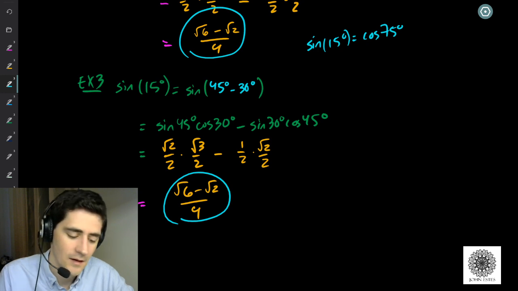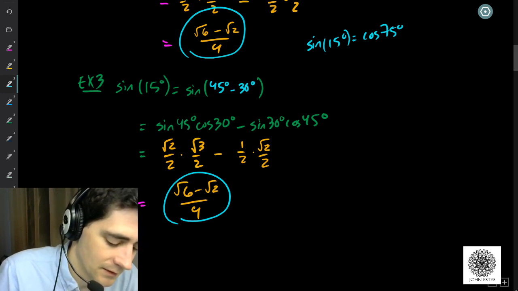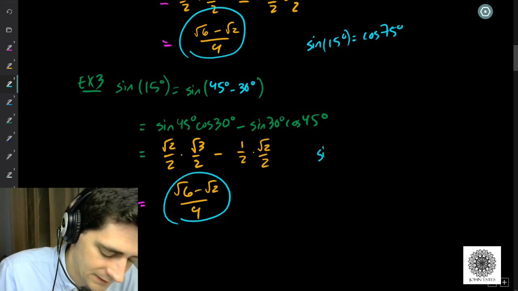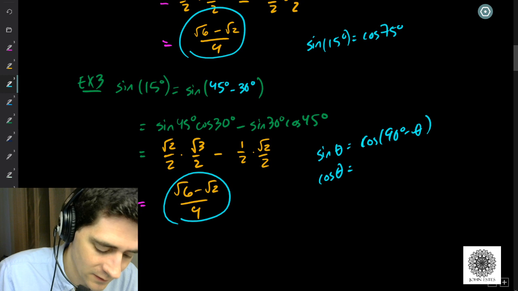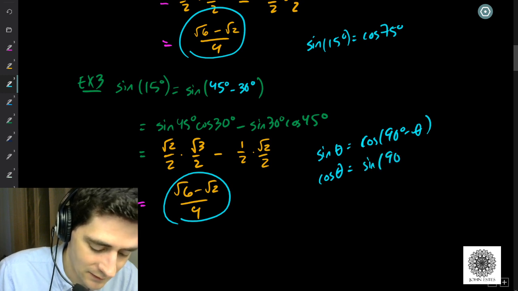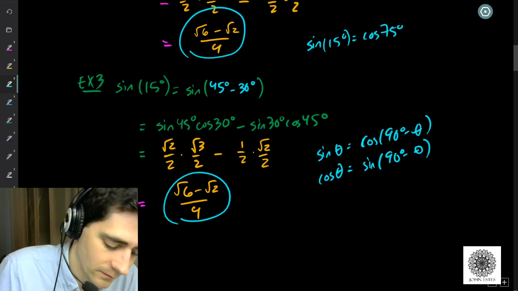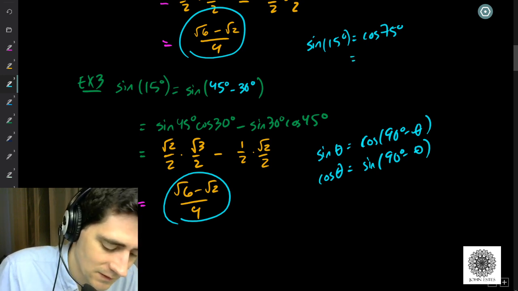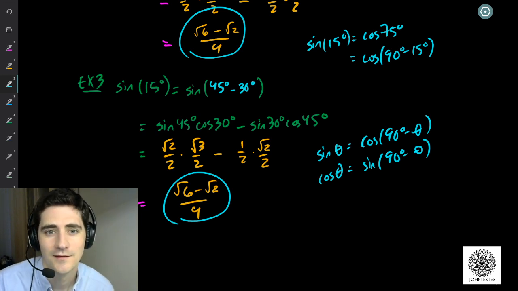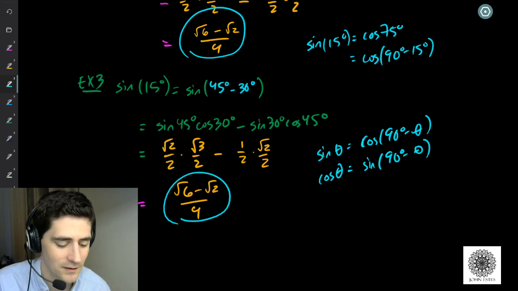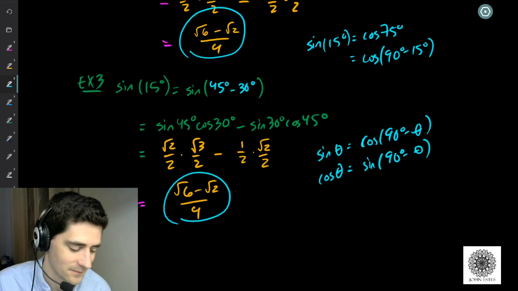How do I know? Because remember, the cofunction identity, we said that sine theta is the same thing as cosine of 90 degrees minus theta, or you can flip that around if you want. Cosine theta is the same as sine of 90 degrees minus theta. So the reason that helps here is because this is the same thing as cosine of 90 degrees minus 15. And notice that 90 minus 15 is 75. So it completely makes sense that sine of 15 degrees and cosine of 75 degrees are actually the same thing.